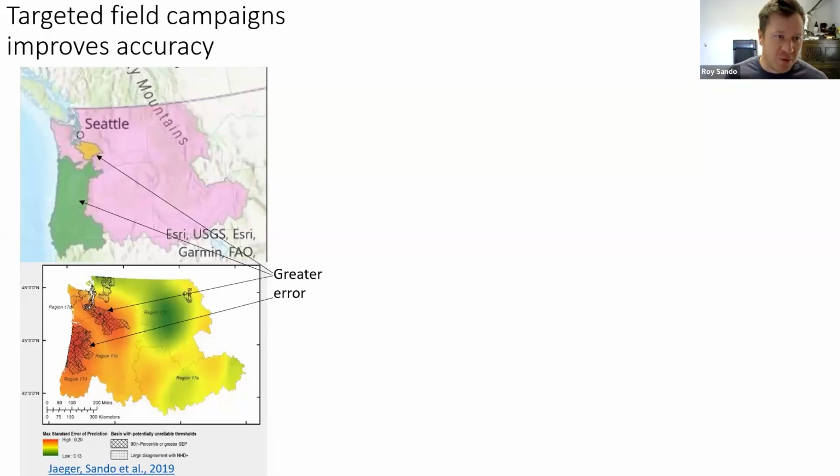Chris Yeager, my colleague over in Washington, got a project funded to look at Mount Rainier. The bottom left-hand figure shows the standard error of prediction, and you can see these highlighted areas that have a little bit higher standard error of prediction, again associated with a lower representation in the model. So Chris got a project funded to take a deeper dive into streamflow permanence in that area and what drives it.